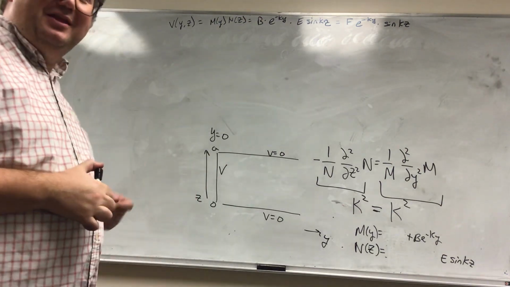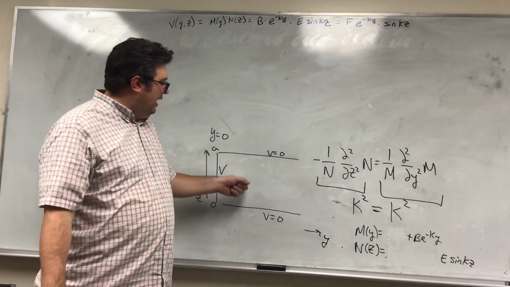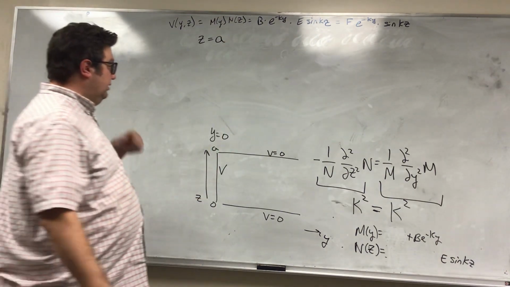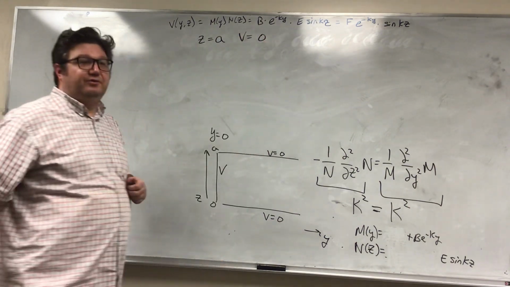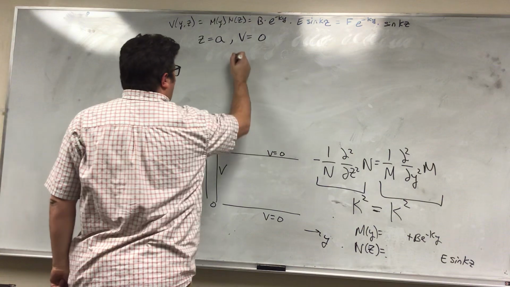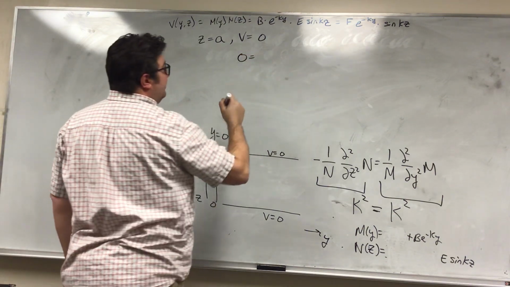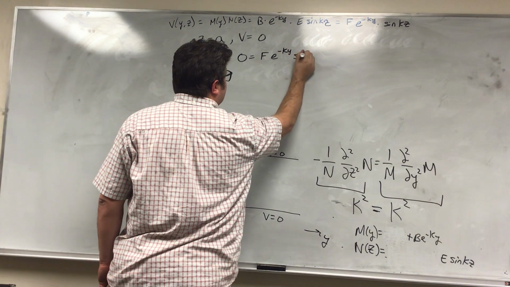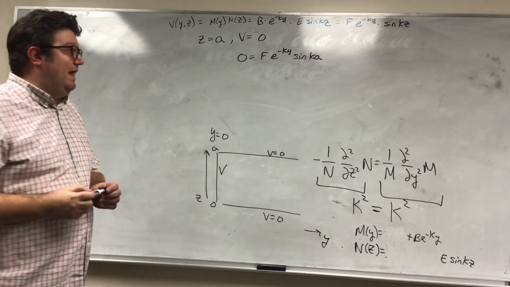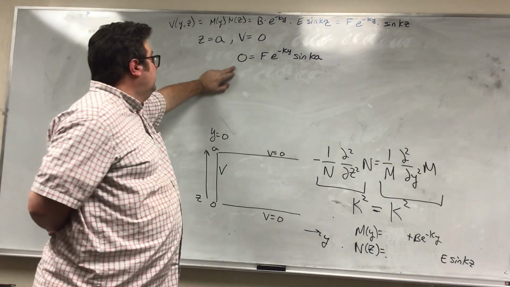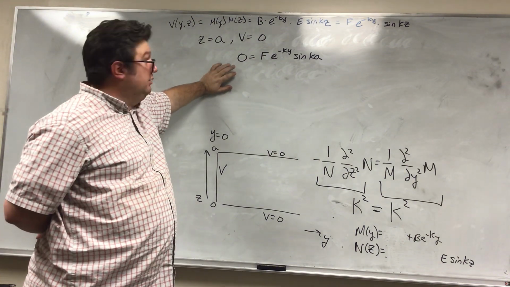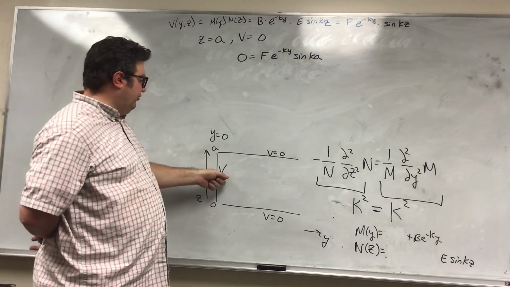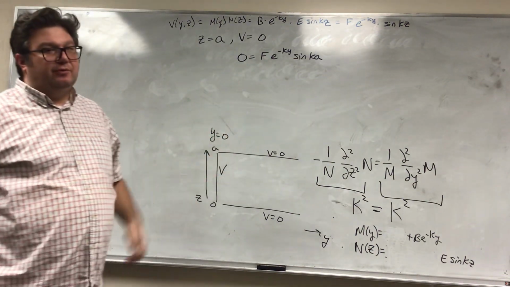Okay, let's apply the next boundary condition. When z equals a, the potential is equal to 0. So that tells me the following must be true. Now, if F were to equal 0, that would work, but then I would have a trivial solution. It would be 0 everywhere, because there's only one unknown constant here. And I know that there's a voltage here, so that can't be the case. So I can't make F equal to 0.